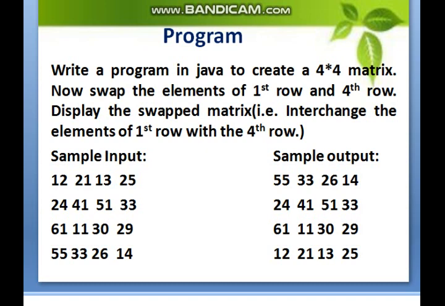So, simple input is given here. In the first row the 4 elements are 12, 21, 13 and 25, and in the last row, that is the fourth row, 55, 33, 26 and 14. The output should be, after the interchanging, the fourth row goes to the first row: 55, 33, 26 and 14, and the first row goes to the fourth row, that is 12, 21, 13 and 25.